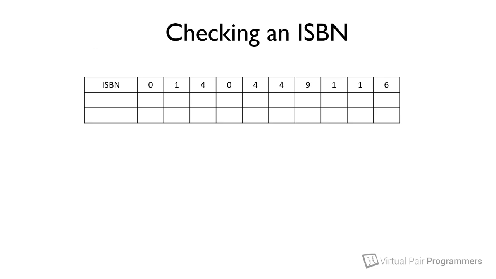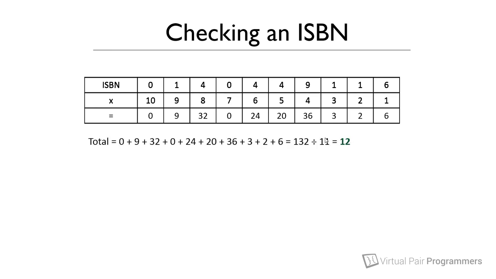Just to make sure we understand the mathematics that are required, I've got on screen here the valid ISBN number that we got from Amazon. To check this ISBN number, we take each of the digits in turn and multiply the first digit by 10, the second digit by 9, the third digit by 8, and so on, right down to the last digit, which is that check digit, which we're multiplying by 1. So 0 times 10 is 0, 1 times 9 is 9, 4 times 8 is 32, and so on. We then add all of these numbers up, and that gives us a total of 132.